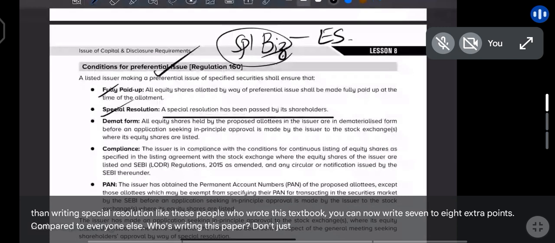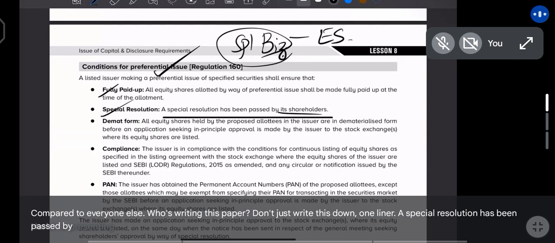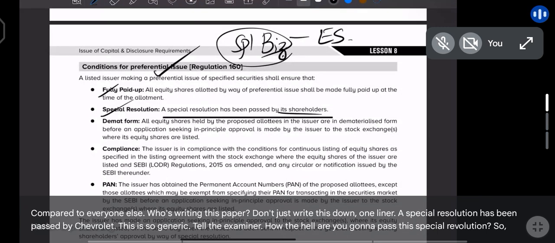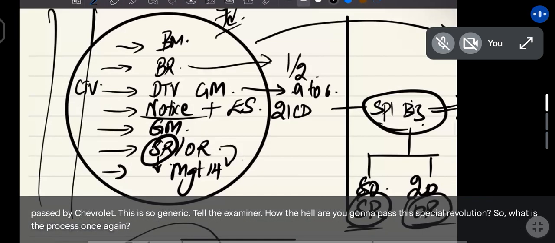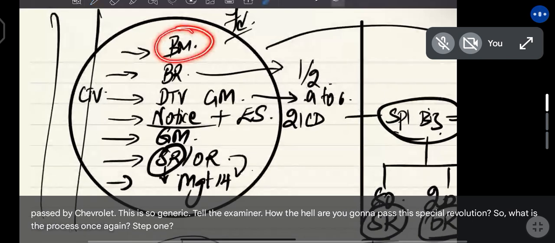Don't just write this dumb one-liner. A special resolution has been passed by shareholder. This is so generic. Tell the examiner, how the hell are you going to pass this special resolution? So what is the process once again? Step 1. What is this?